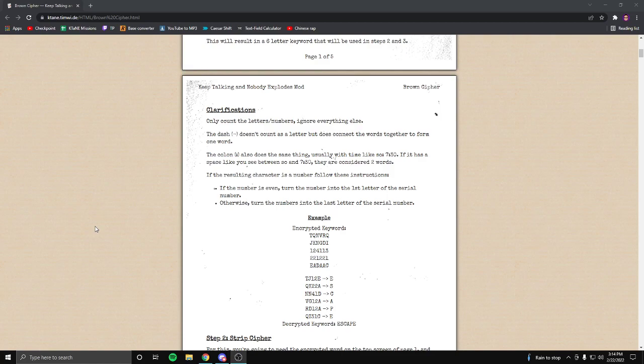If the resulting character is a number, follow these instructions. If the number is even, turn the number into the first letter of the serial number. Otherwise, turn the number into the last letter of the serial number.